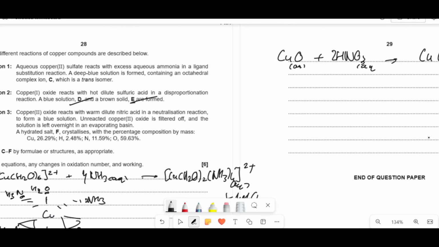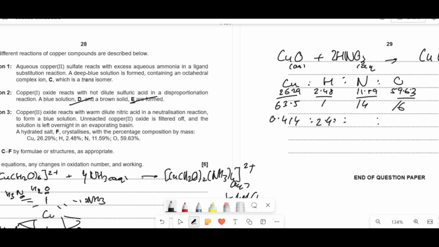So they've told us the percentages by mass of all of these things. So now you work out the ratios. So Cu, H, N, O. So that means it's going to be 26.29. That's going to be 2.48. That's going to be 11.59. That's going to be 59.63. Right? So then we're going to divide by 63.5, divide by 1, divide by 14, divide by 16. Then this becomes, as a ratio, 0.414, 2.48, and then it's going to be 11.5, 0.8278 or 9, and then that gives you 3.726, right?